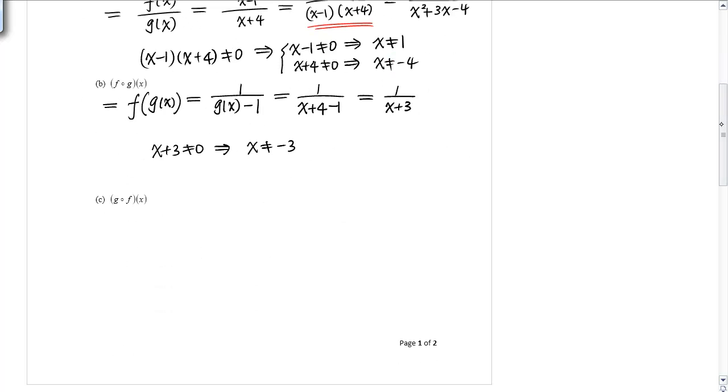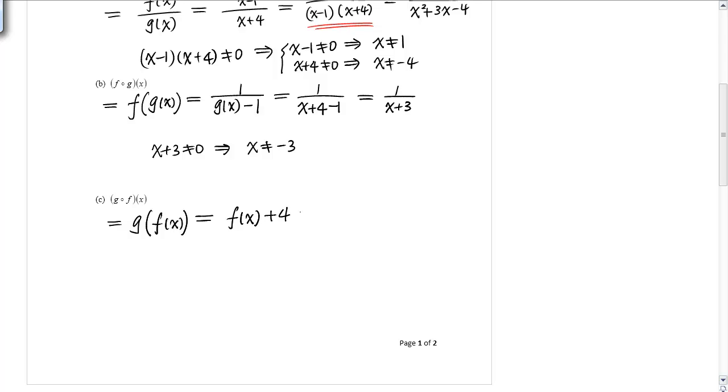The next problem is the g composed of f function. This equals g of f(x). So again, we start by evaluating the g function at x equals the f(x) function. So the g function is x plus 4, but now x is replaced by f(x), plus 4.